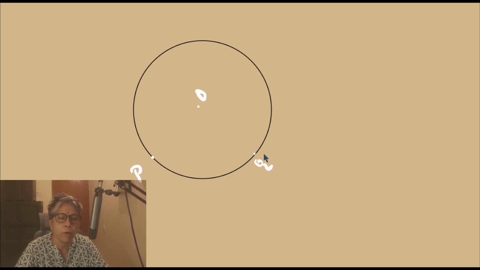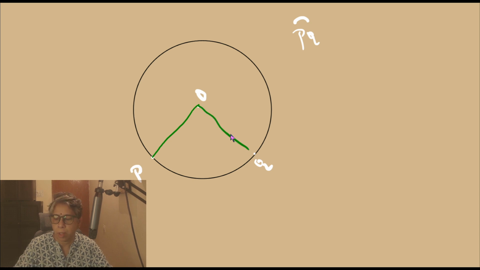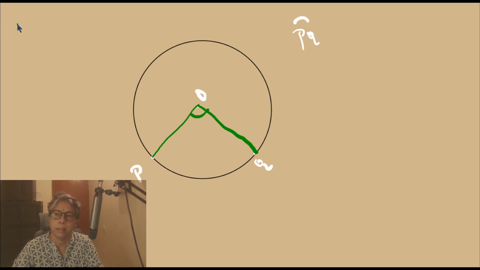Now PQ forms an arc of a circle, right? So PQ is an arc of a circle. We just learnt in Math Decoded here that any arc of a circle subtends an angle at the center. So if I just join the endpoints of the arc, P and Q, my line is not straight. So I'm just joining the endpoints, right? P and Q. This is subtending an angle here at the center. The angle at the center is angle POQ.